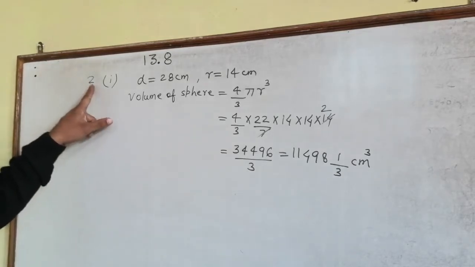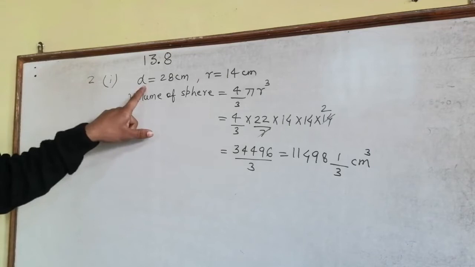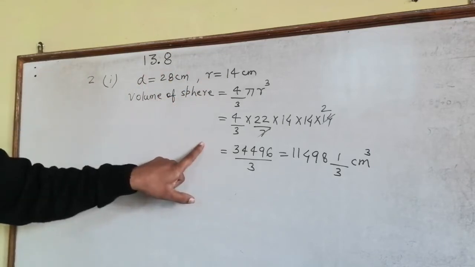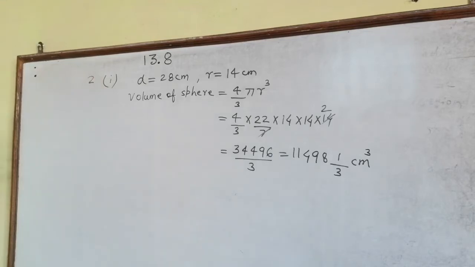Here in the second question also, 2 parts are there. So one diameter is given. With the help of the diameter we will find the radius. Then we put it in the formula of the sphere, so we will get the volume of the sphere. In the second part also the diameter is given. Again we have to find the radius. We will get that answer.